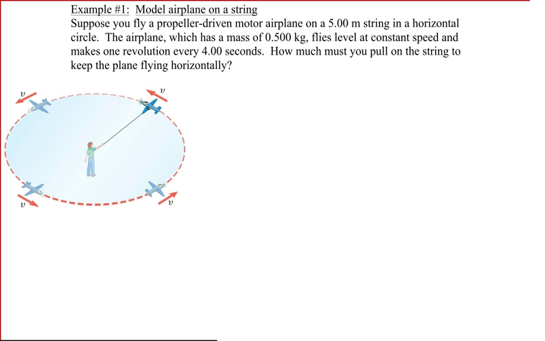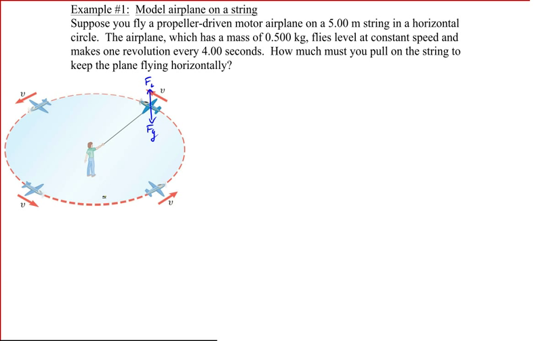Let's identify all the forces acting on this object. If you're that airplane, we know you must have weight because you have mass, so there is a force of gravity acting downwards. And we also know that there must be a lift force that is balancing this out. Otherwise, the airplane would not be flying at a continuous same altitude or level. Remember, it's flying in a perfect horizontal circle.